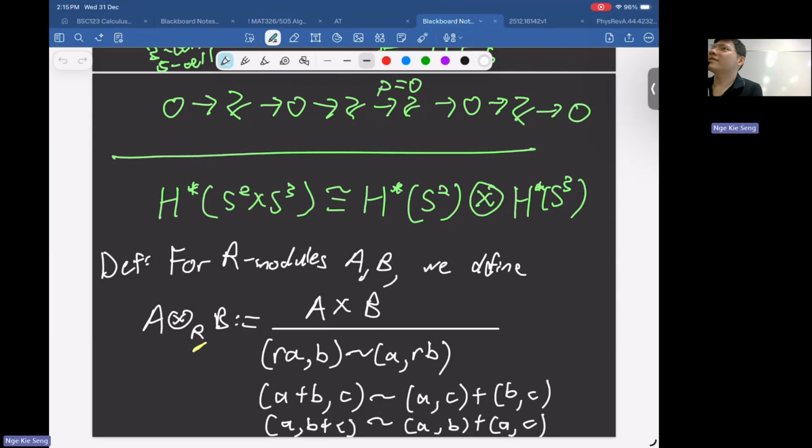Yeah, this is the main difference with your usual product space.